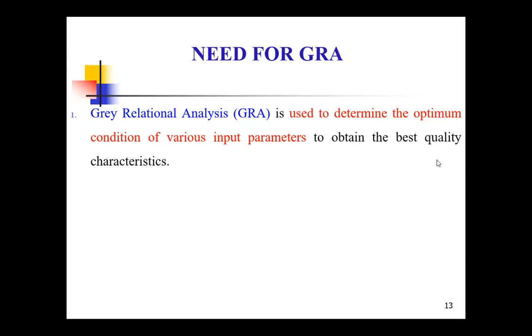For example, energy consumed, surface roughness, material removal rate, flank wear, cutting force, likewise. Whether it may be smaller the best or larger the best, that's the next thing. But whatever the quality characteristics, we have to obtain the best out of the quality characteristics, and for this we have to identify an optimum level setting of input factors, and that is carried out by means of this gray relational analysis.